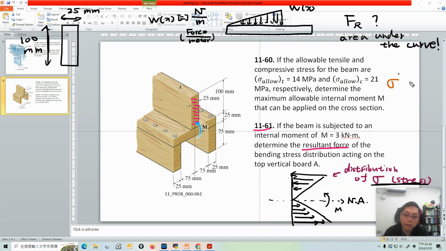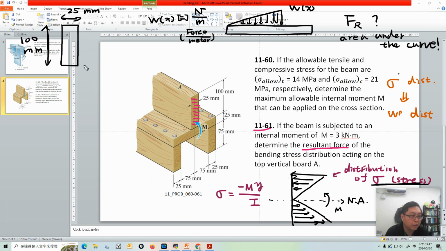We have a stress distribution, but we want to translate it to the w distribution, the force intensity distribution. So how to do that? First of all, we still have to calculate the stress at the bottom and the top. Here I won't calculate again. I think you can calculate by yourself, using minus My over I. So we will have the distribution.